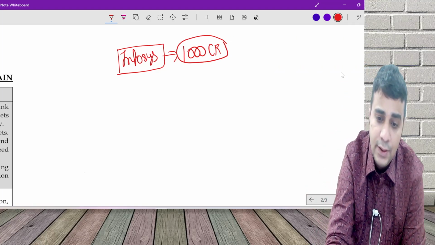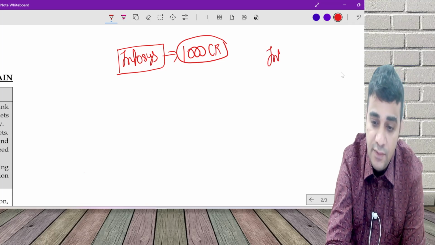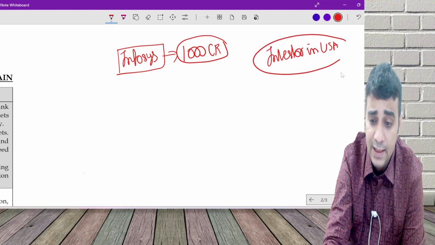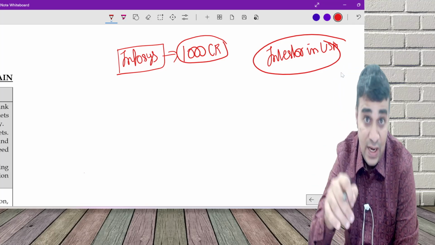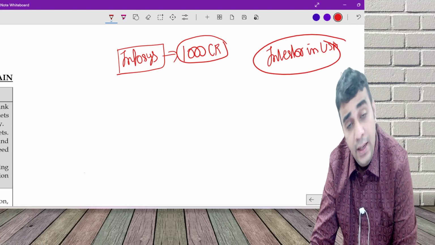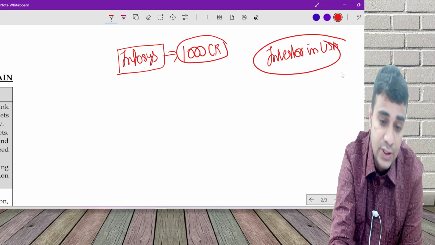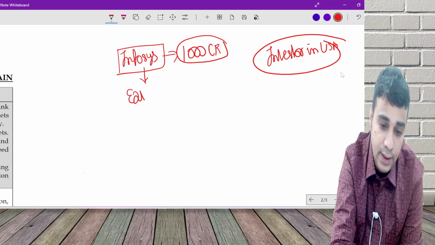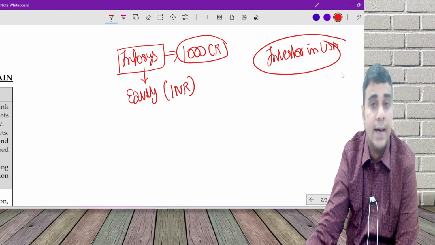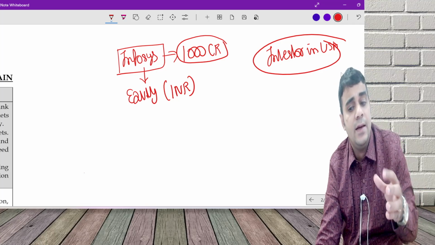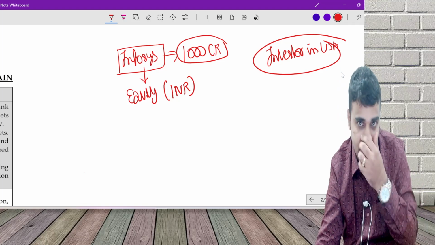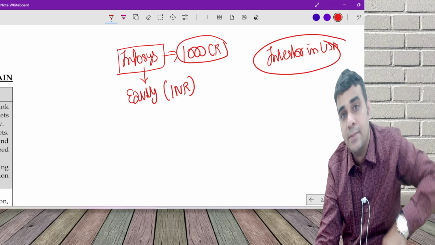So I talk to some investors in USA. I tell them, can you invest in my company? Infosys issues its equity shares because it wants to raise money through equity shares in INR currency. The equity shares are priced in INR currency. So Infosys is saying to these investors in USA, can you please invest in my company?